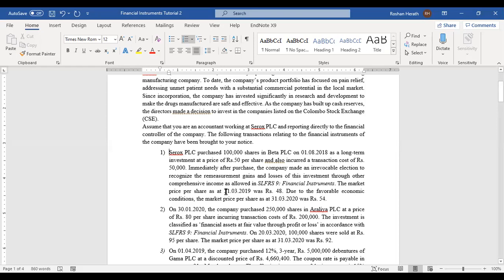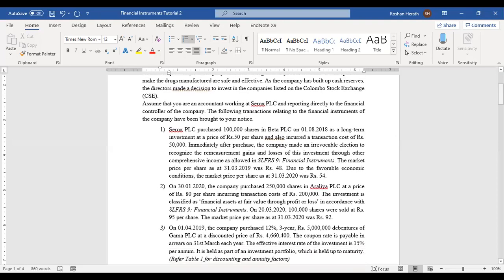The market price per share as at 31st March 2019 was rupees 48. Okay. Due to the favorable economic condition, the market price per share as at 31st March 2020 was 54. Okay. You have purchased this on 1st of August 2018. Now you are in 31st March 2020. Okay. Shall we see how you are going to account for this? So just take maybe 10 minutes time. Yeah. Take 10 minutes time and read it and give it a try.